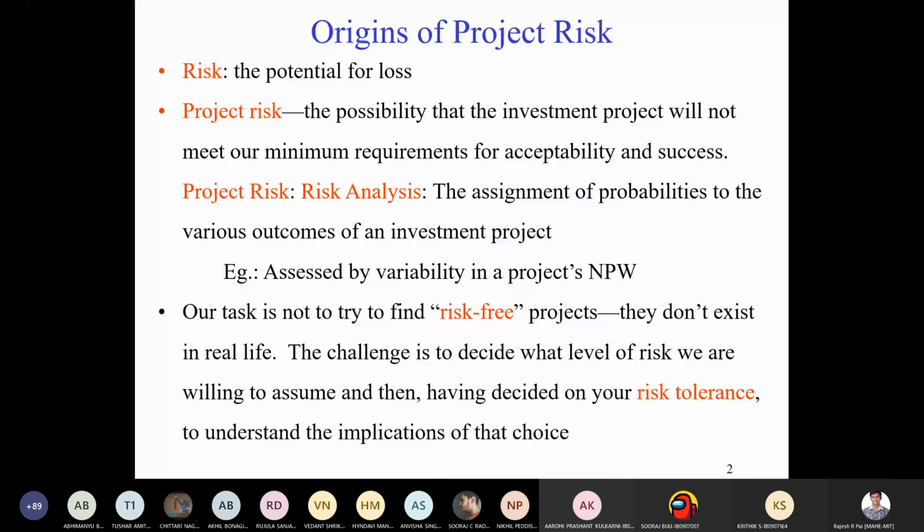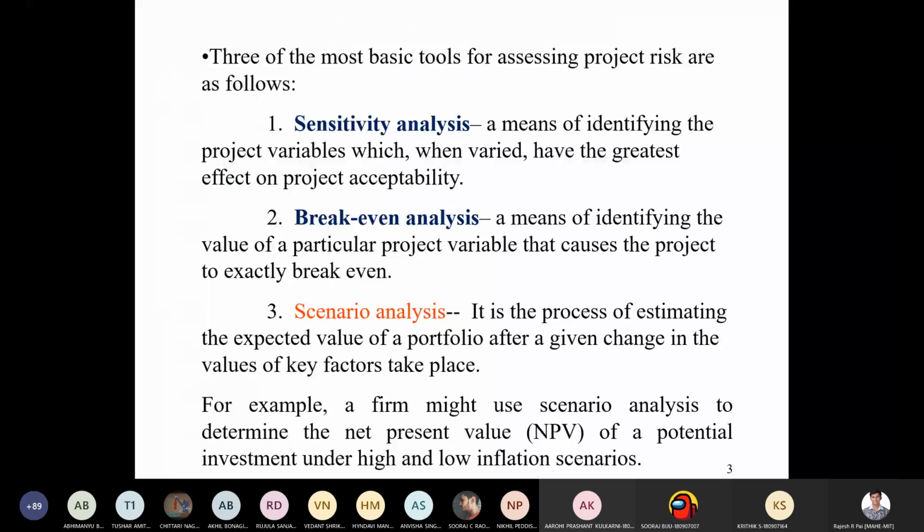Okay, so there are three different tools for assessing project risk. One is nothing but sensitivity analysis. Sensitivity analysis is a means of identifying project variables which, when varied, have an influence on the others. When you change one of the variables of a project or a product, how the other factors will vary. That is nothing but sensitivity analysis.